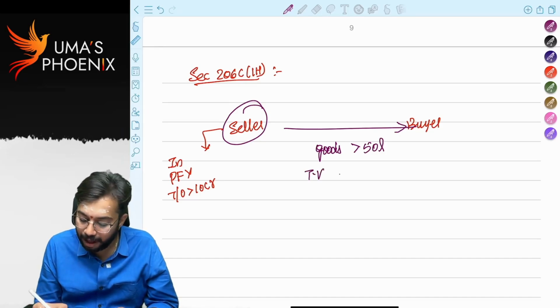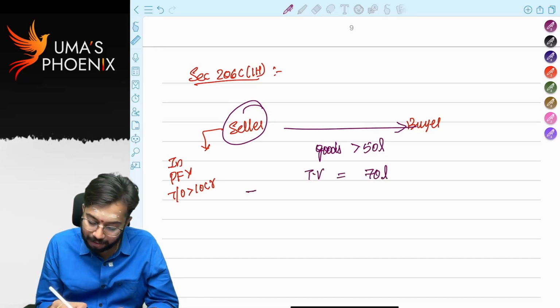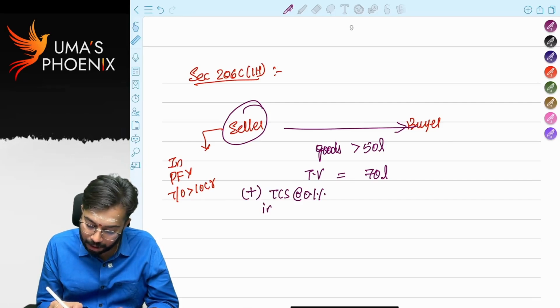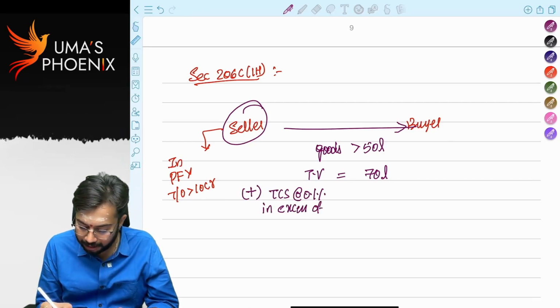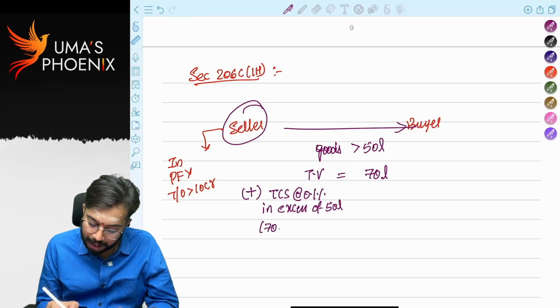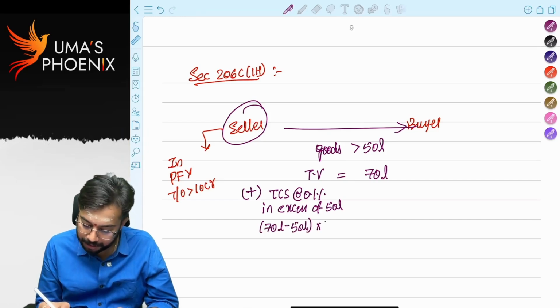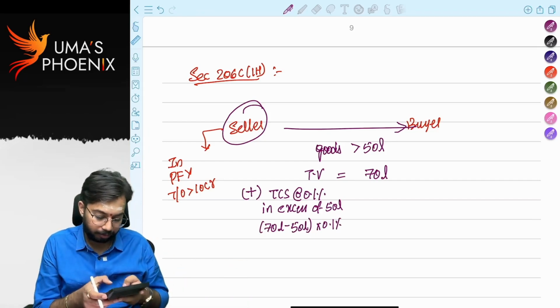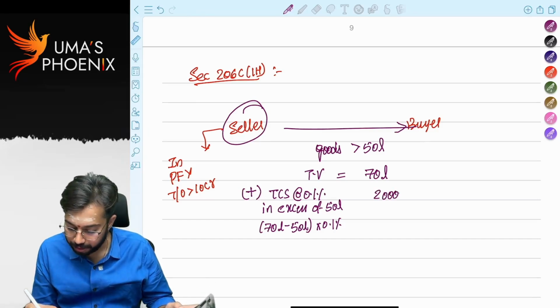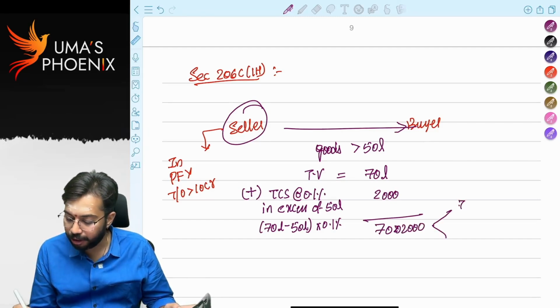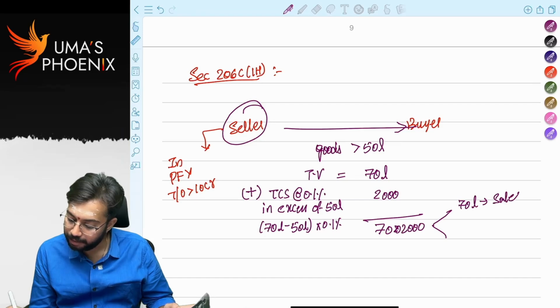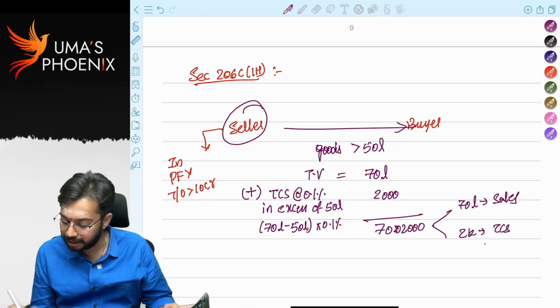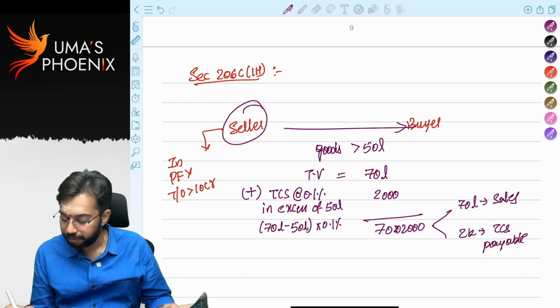Let's say the taxable value of goods sold is 70 lakhs. Along with 70 lakhs, TCS at the rate of 0.1% in excess of 50 lakhs. In excess of 50 lakhs, how much? 70 lakhs minus 50 lakhs into 0.1%. How much will it be? That means 20 lakhs into 0.1%, 2000 rupees. So a total of 70 lakh 2000 rupees will be collected. Out of 70 lakh 2000, 70 lakhs will be recognized as sales and 2000 will be recognized as TCS payable to government. Are you able to understand?